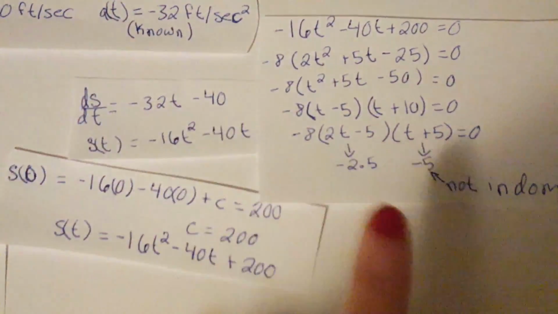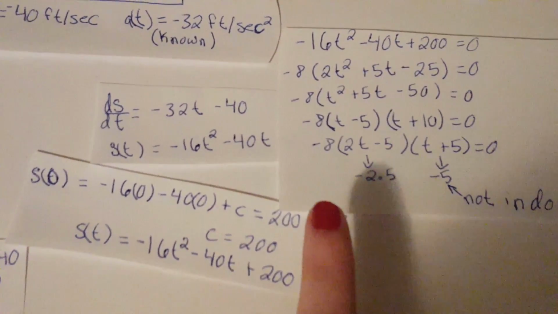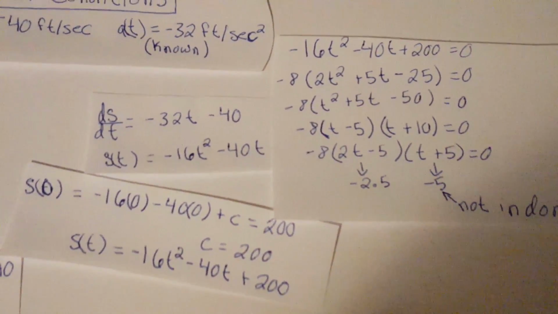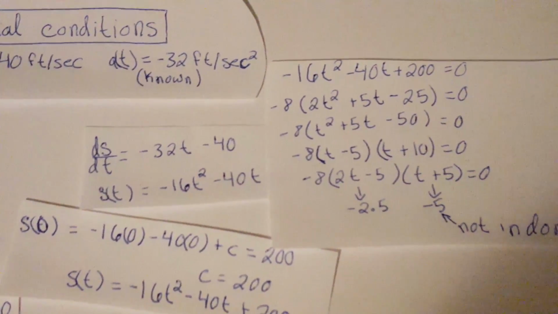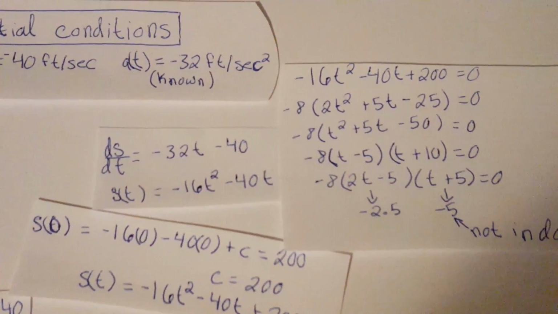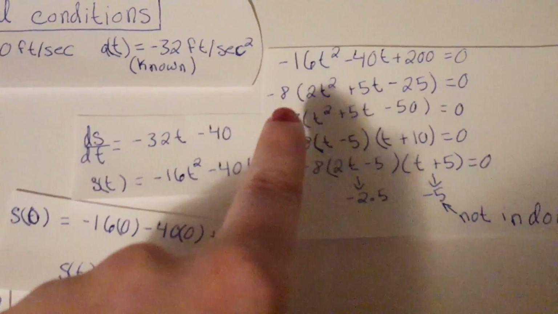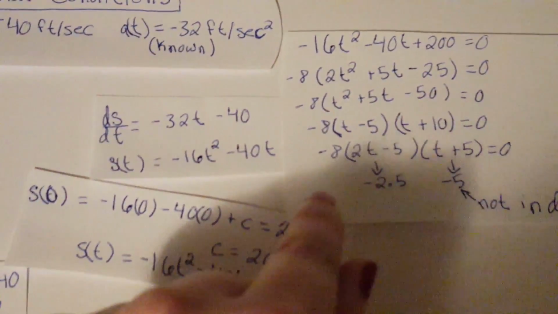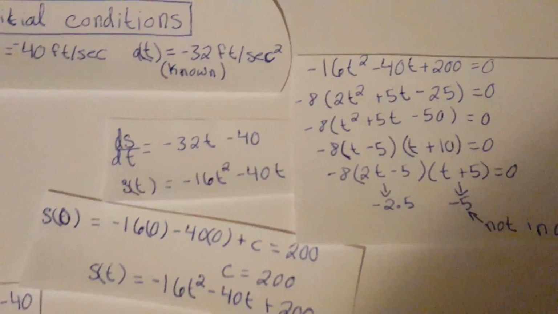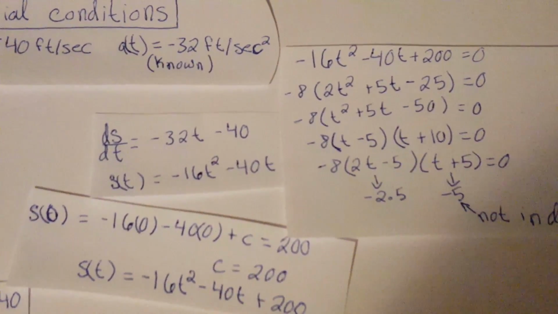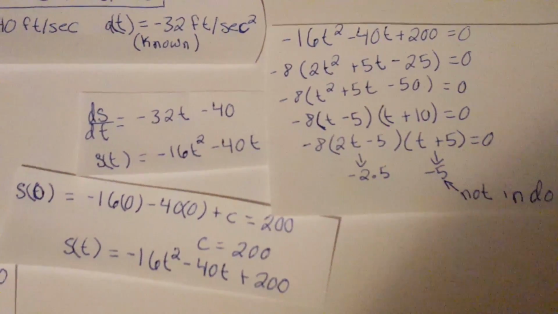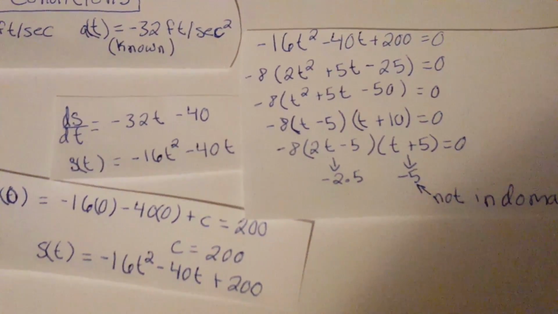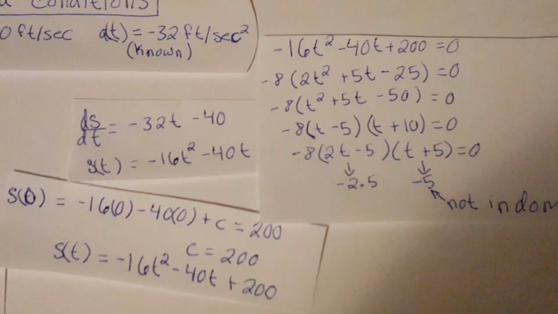And then I factored that, so I got negative 8 times t minus 5 times t plus 10 equal to 0. And since I multiplied that 2 in there, I have to divide it back out. So that's why you have negative 8 times 2t minus 5 times t plus 5. And you have to set that equal to 0.